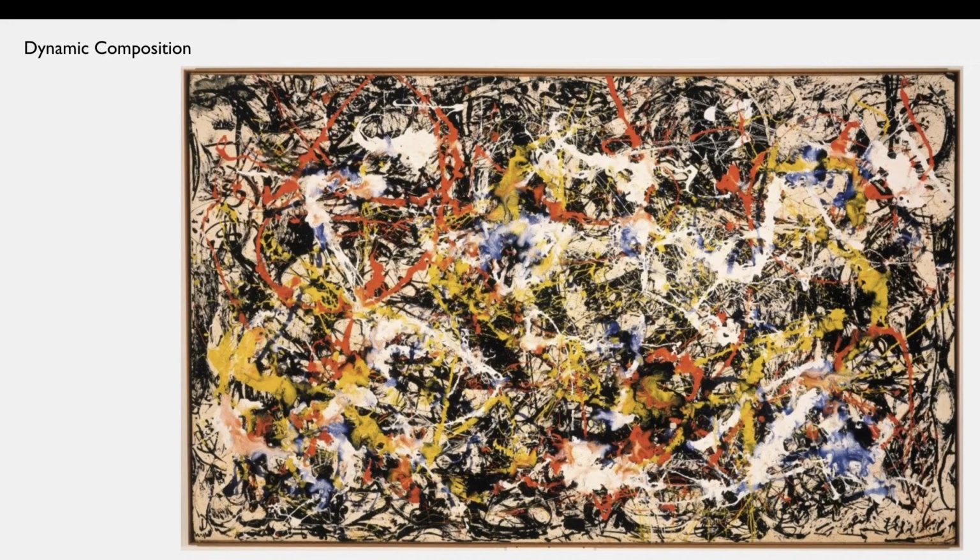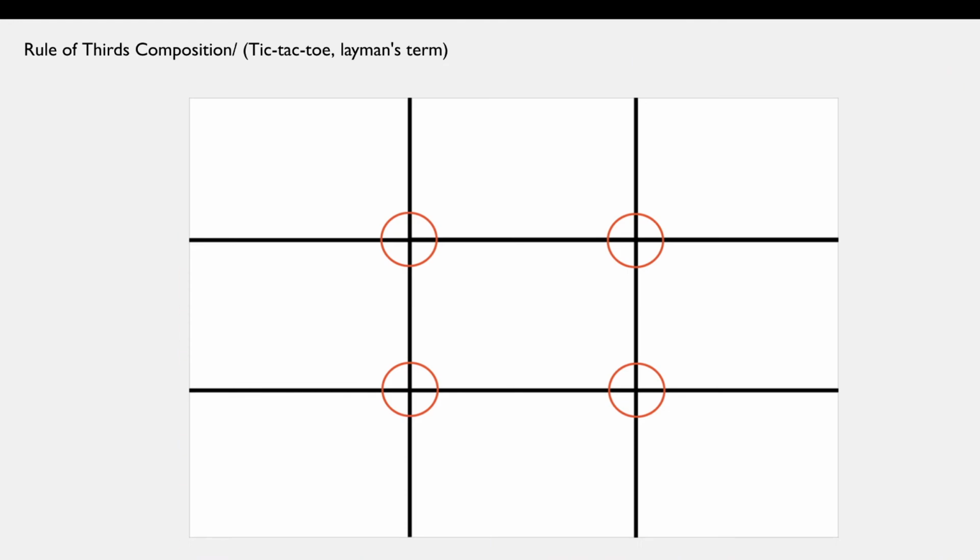It's a much more conceptual way to view art, but also it's very beautiful and very active.